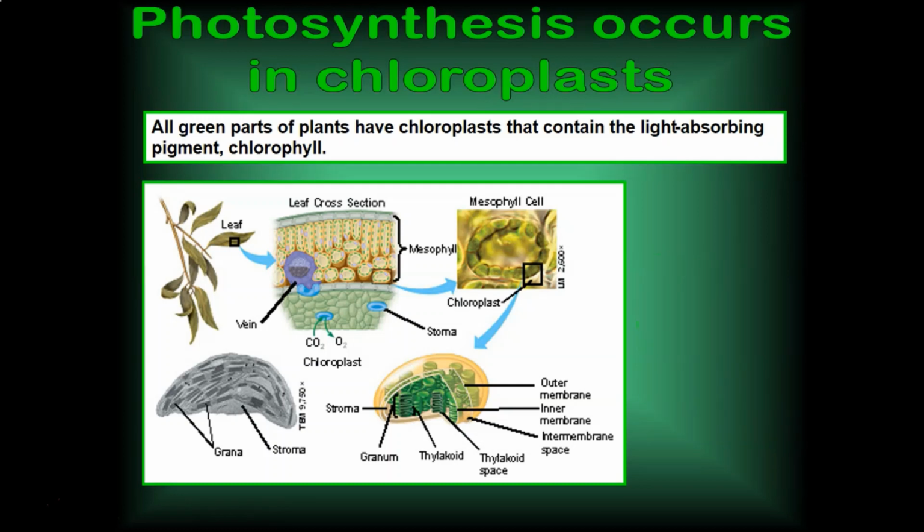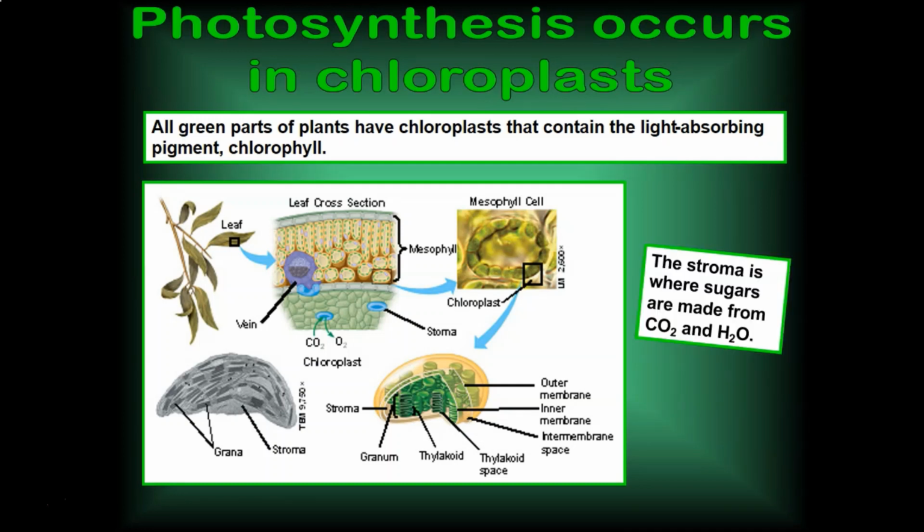And how do we make these sugars? Well, CO2 and H2O, right? They're the reactants of photosynthesis. Add a little sunlight in there and we are good to go.